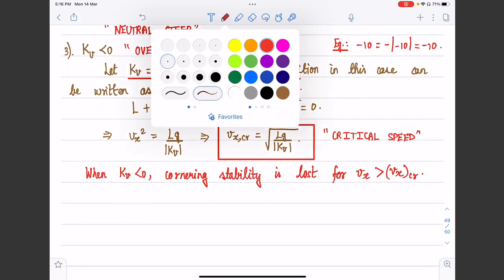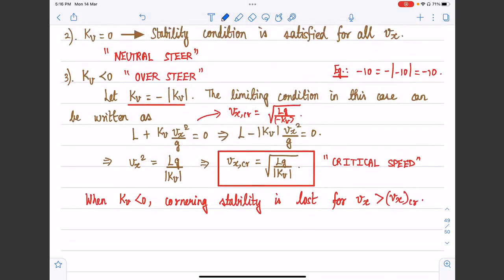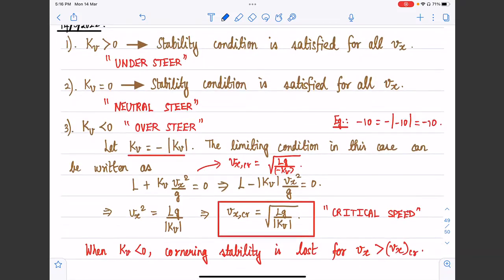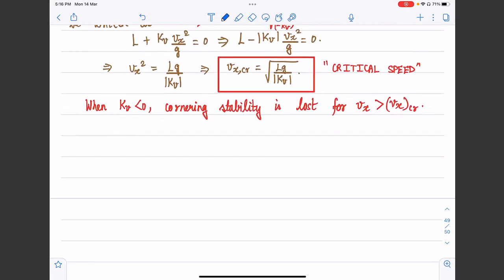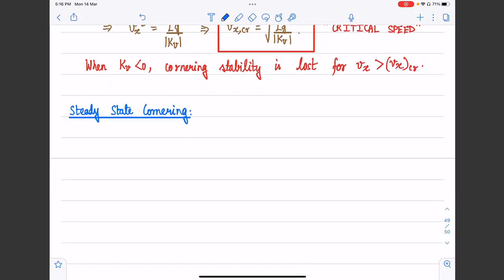Before we look at the performance, I only looked at it from the perspective of stability, and introduced this notion of understeer, neutral steer, and oversteer. Before we go to the performance of all these conditions, I also wanted to present the analysis from a different perspective, which is what you will find in most vehicle dynamics textbooks. We have done a slightly generic analysis, which can even be used for cornering dynamics and control and other applications.